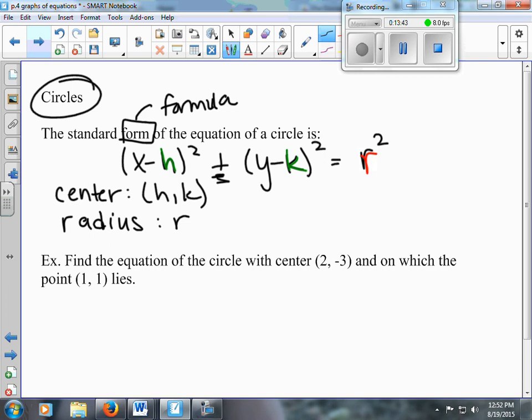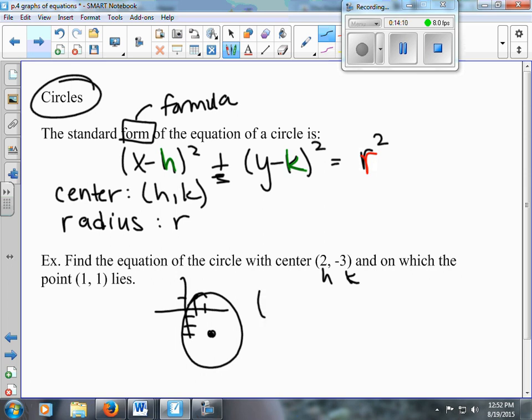Okay, so for example, we have a circle whose center is 2, negative 3, just to give you a picture of it. And the point 1, 1 is going to be on it. All right, so 1, 1 is here. And so this is going to be my circle. How do I find the equation of this circle? Well, I'm going to use standard form. I have to know the center. Okay, check. I know the center. It's 2, negative 3. So that's h, k.